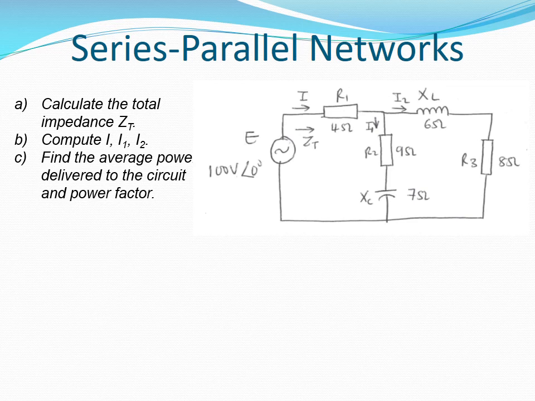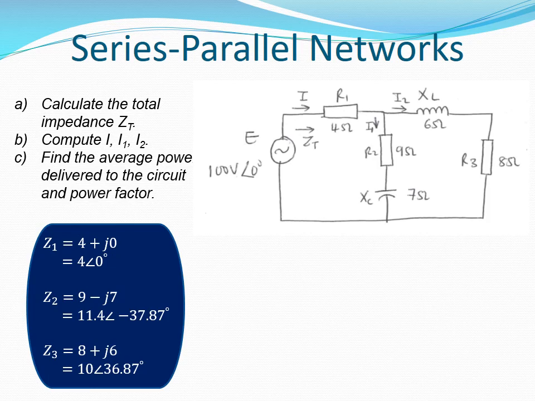In this example, we are given a series parallel network. We are required to: A. Calculate the total impedance. B. Compute the currents I1 and I2. C. Find the average power delivered to the network and the power factor.